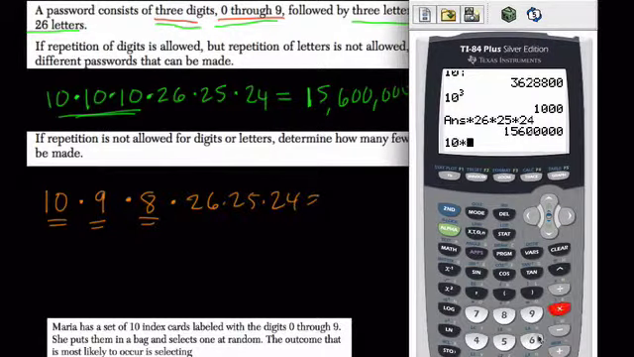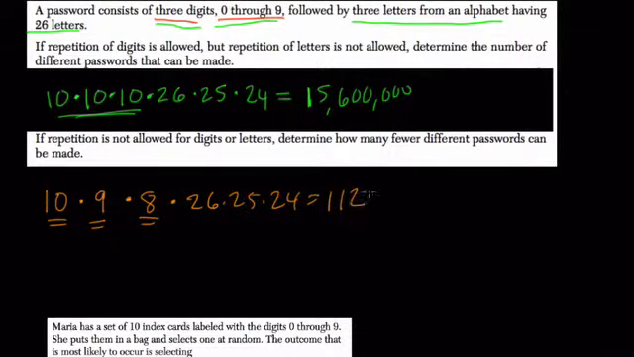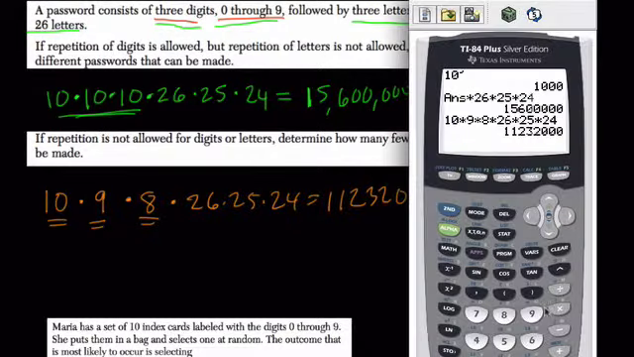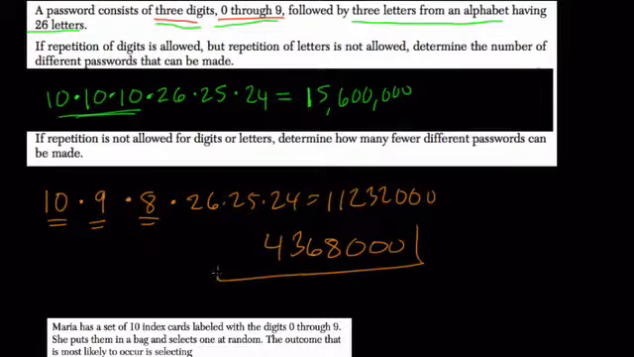They want us to compare these two numbers. So we have 10 times 9 times 8 times 26 times 25 times 24, which is 11,232,000. And we can quickly pull up our previous entry to subtract. I'm just going to type it in now. 15,600,000 minus 11,232,000. Okay, we have 4,368,000. Quite a bit more.